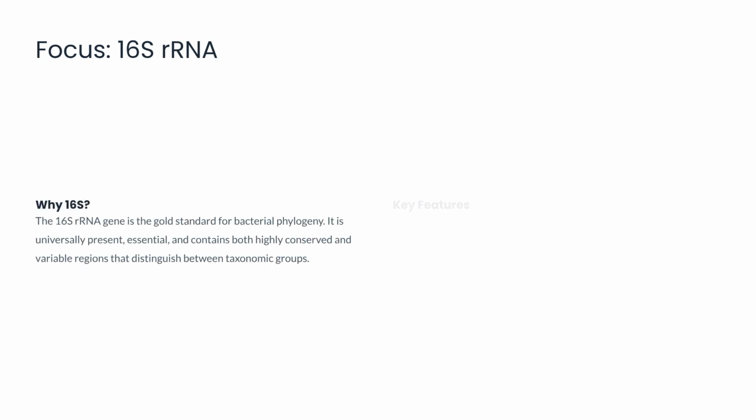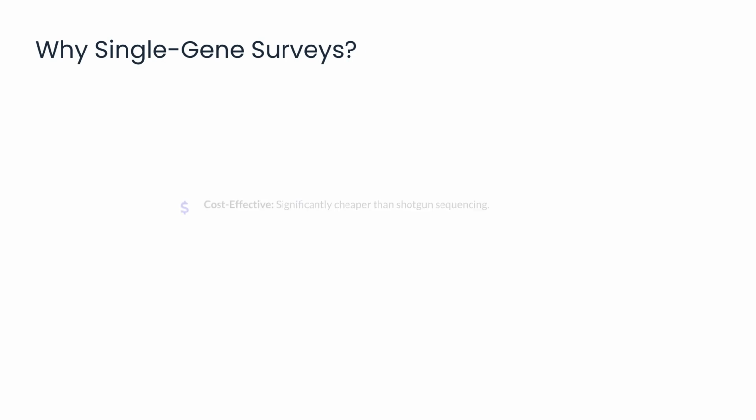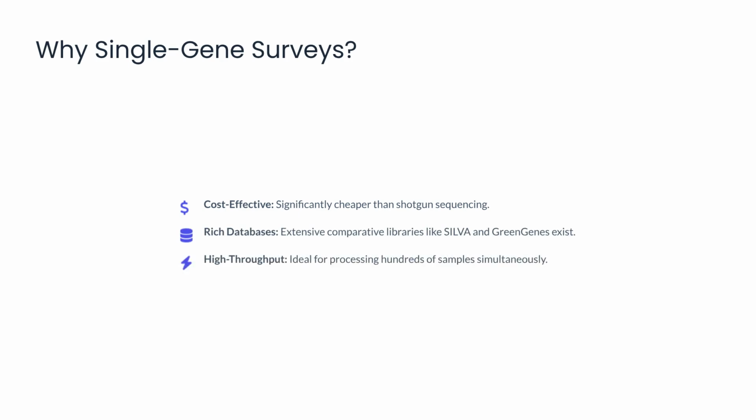The 16S rRNA gene is the gold standard for bacterial phylogeny. Its key features include universal conservation, 9 hypervariable regions, and sufficient length for phylogenetic analysis. Single-gene surveys are beneficial due to their cost-effectiveness compared to shotgun sequencing, the existence of rich databases like Silva, and their high-throughput capability for processing many samples simultaneously.